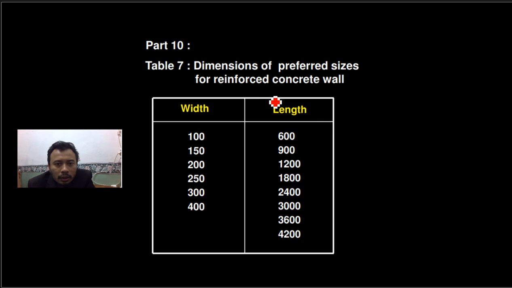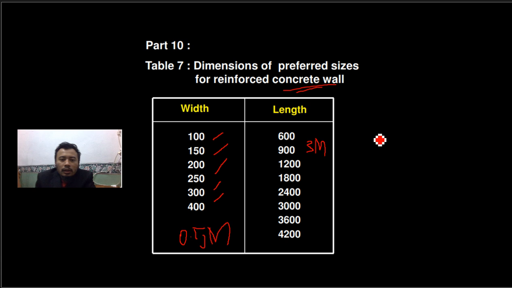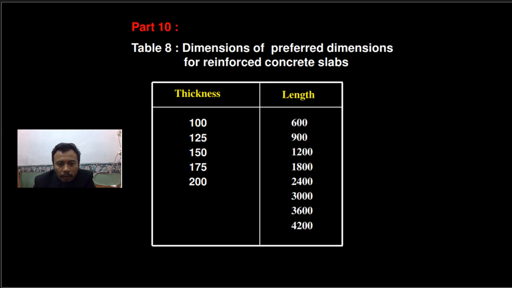And the next one is the prefabricated concrete wall. These are the preferred sizes. If you have width, it is in 0.5 m increments, and this is a 3 m increment for length. So this is just the preferred sizes for prefabricated concrete walls.